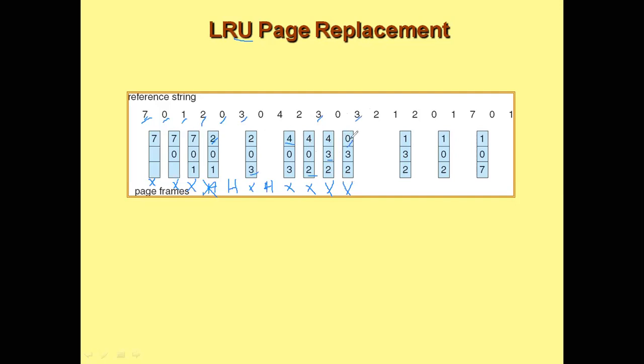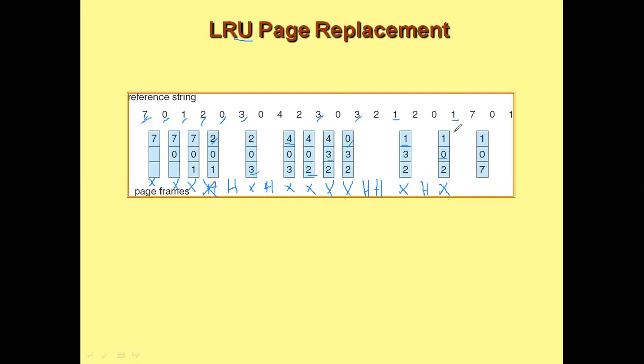What about the next page, 3? It is already in the main memory, so it's a hit. What about 2? 2 is also in the main memory, so it's a hit. What about 1? Is it in the main memory? No, so it's a page fault. Which one should you replace? 2? No. 3? No. 0? Yes. So 1 is written here. What about 2? It is already in the main memory, so it's a hit. What about 0? It's not in the main memory, so that's a page fault. 2? No. 1? No. 3 is least recently used. So in the place of 3, you put 0.